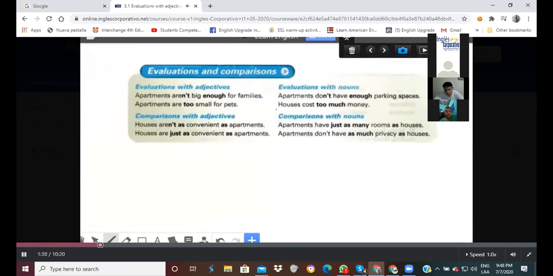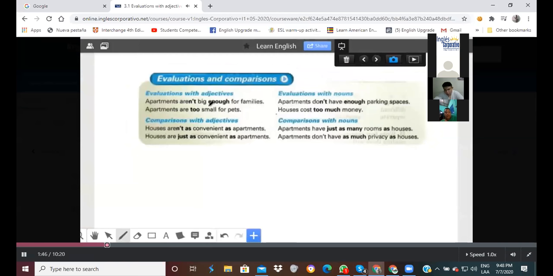Let me present some structure now. The first thing that I would like to do is to show you how to make evaluations using adjectives. And particularly, we're going to learn how to use the words enough and to. After that, we're going to make evaluations, but this time we're going to use nouns. And at the same time, we're also going to use the words enough and to.